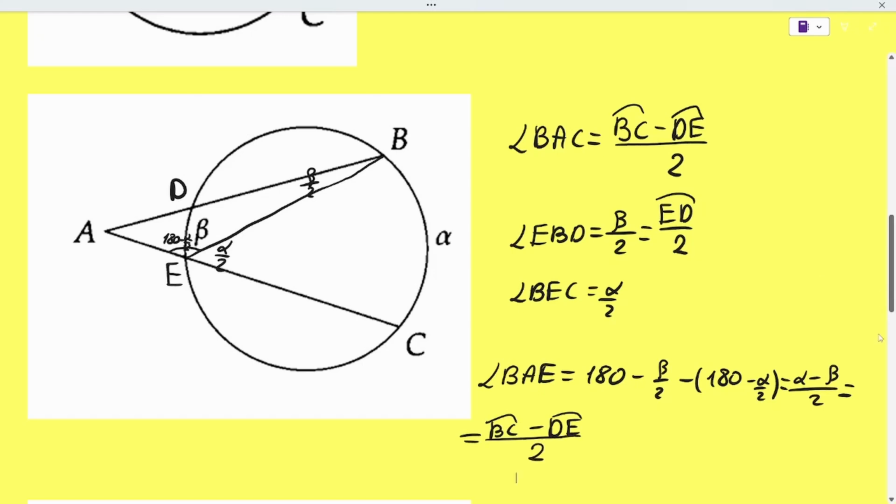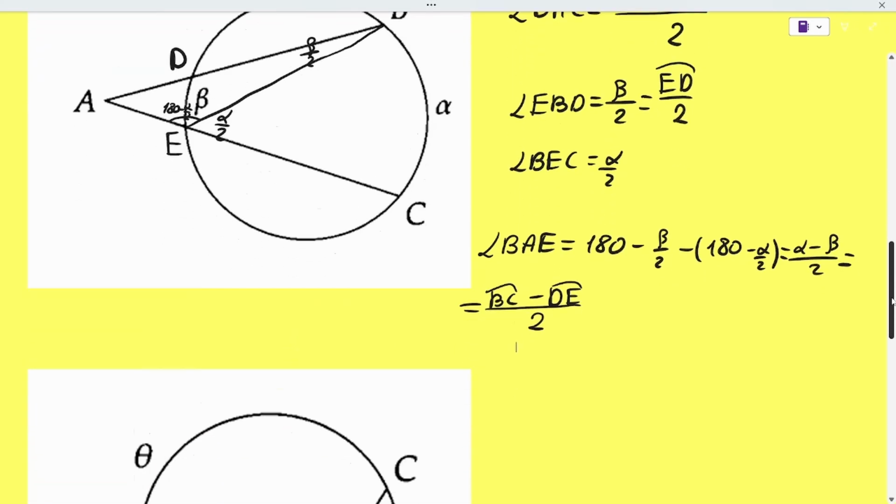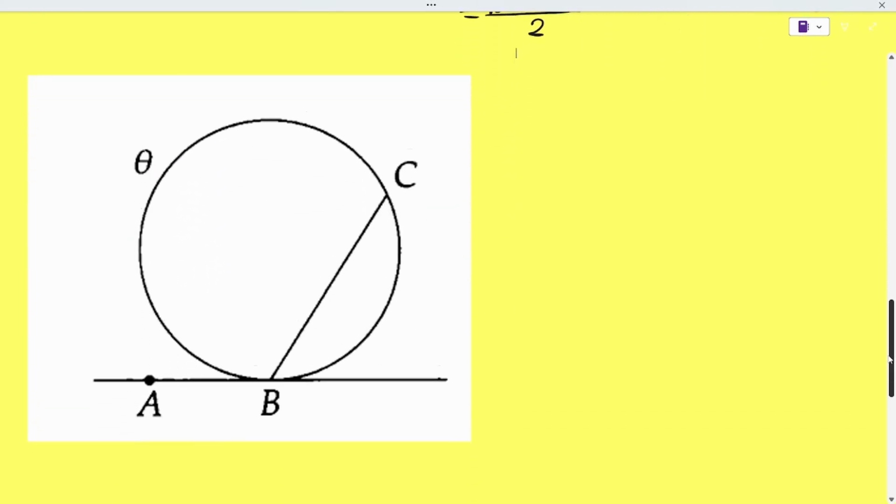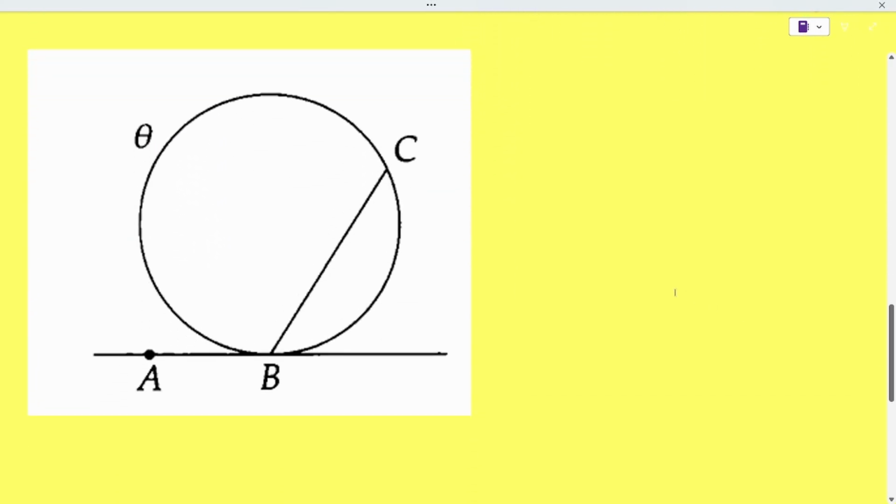Third example is when we have a tangent and chord. This one is called the tangent chord lemma. In this case, we will show that angle ABC equals half of theta. There are several proofs for this one. One, and the most widespread, is if we choose the diameter of the circle, call this point K.